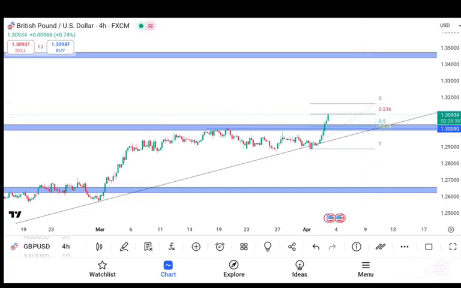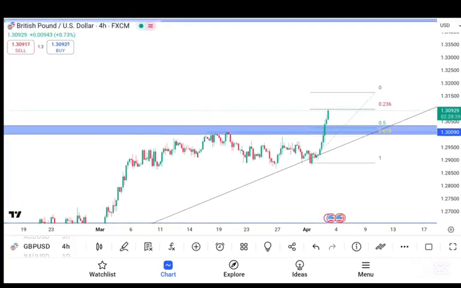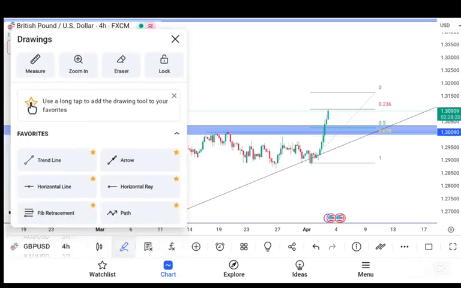So now I'm expecting price to come into this yellow region. Once price comes into that yellow region, you can now expect a buy.